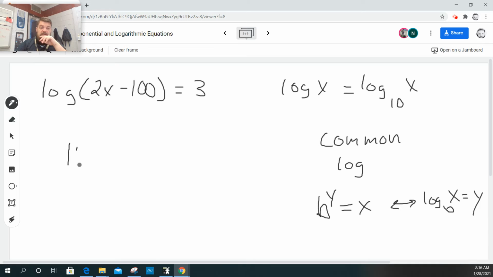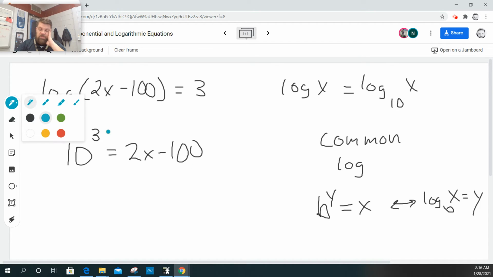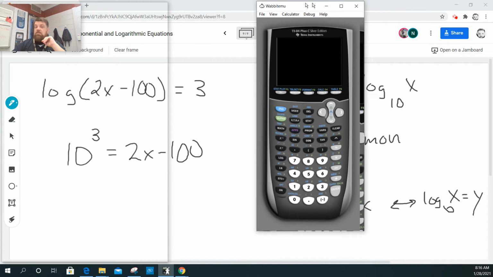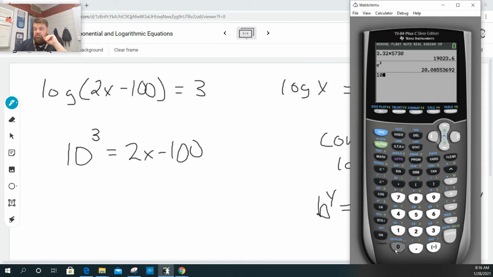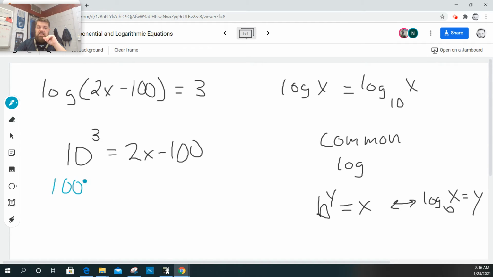So if I want to solve this, I'm going to say 10 raised to the third power is equal to 2x minus 100. Well, 10 to the third power, let's see what that is. It's 1,000. I did it on the calculator because I want to show you guys how to use the calculator.